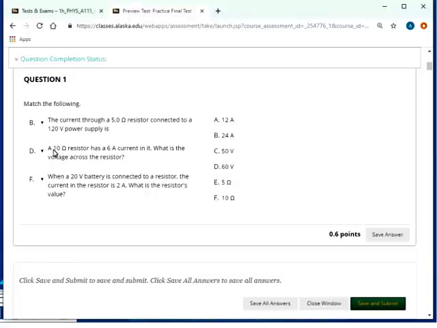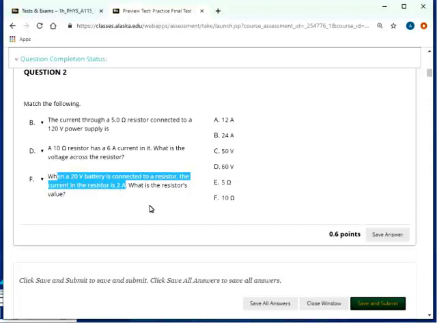All right, a 10 ohm resistor has a 6 amp current in it. What is the voltage across the resistor? So 10 ohms times 6 amps is 60 volts. Again, Ohm's law. Ohm's law for a third time: a 20 volt battery connected to a resistor, current is 2 amps, what's the resistor's value? 20 volts divided by 2 amps is 10 ohms.